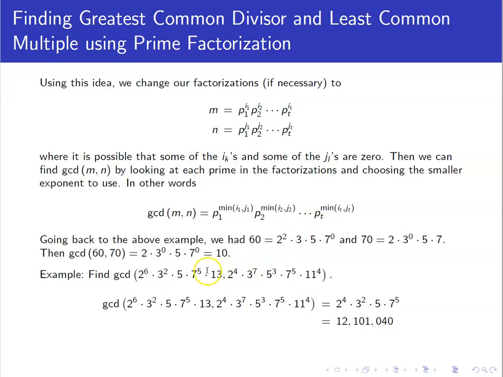So again, going back to the example, we had 2 times 3 to the 0 times 5 times 7 to the 0. We get 10 as our GCD, which is a pretty quick check to see that we really do get that for the GCD in this case.